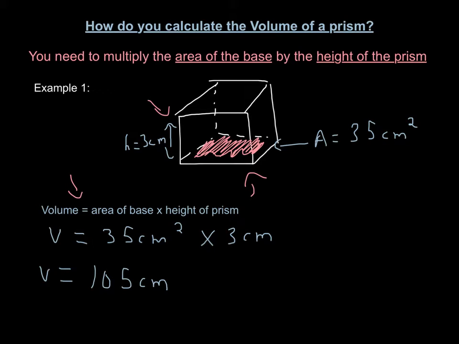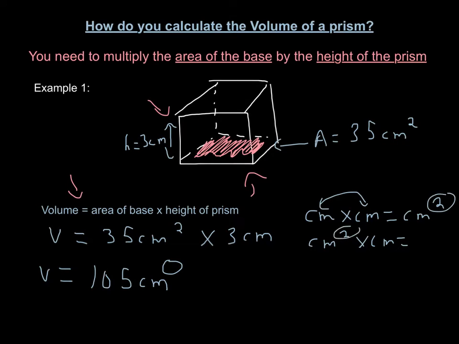Now we've got to make sure we know what unit we're working with here. When we did surface area, centimeters times centimeters gave us centimeters squared. Well, this time we've got a centimeter squared times a centimeter. Two centimeters multiplied together before gave us squared. Now we've got a squared times a regular centimeter. Pretty much you can just add it up. So we now have centimeters cubed. Okay? So volume is always told in centimeters cubed. So our answer here is 105 centimeters cubed.